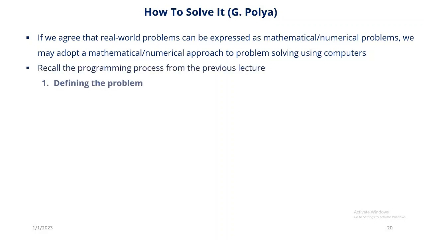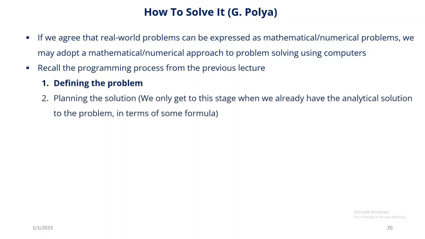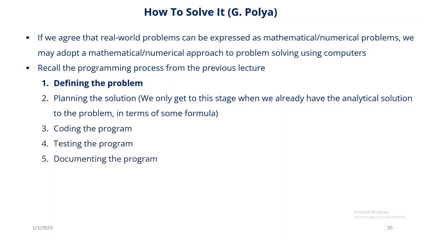Recall the programming process from the previous lecture. We define the problem, we plan the solution, we code the program, we test the program, and we document. Now, it is easy for you to plan the solution when you have an already designed analytical solution to the problem in the first place. We were trying to solve the problem for quadratic equation. It was easy for us to solve using our own design because somebody already produced the equation for quadratic equation. I also gave you a lab on the Heron's formula. Somebody already designed the Heron's formula.